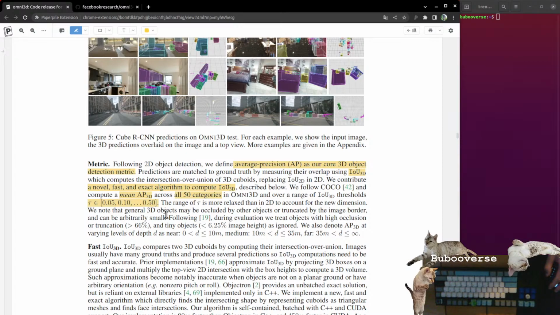So something to take into account is that this is a way for them to kind of cheese their results, if you will. They can pick these thresholds such that their results look good. More cheesing here: they get rid of objects with high occlusion and small objects.